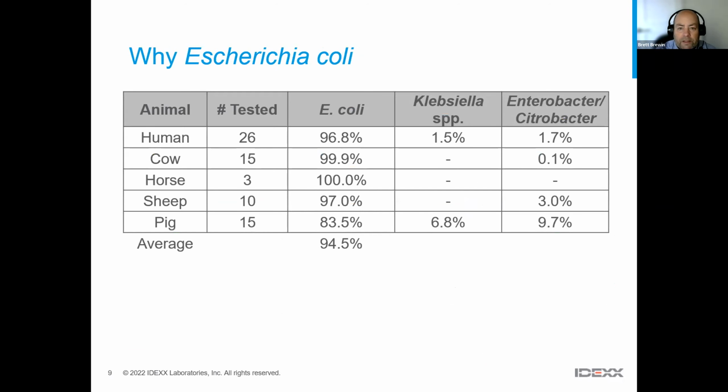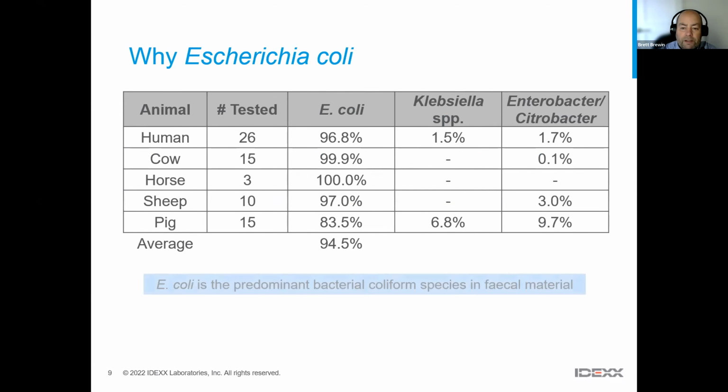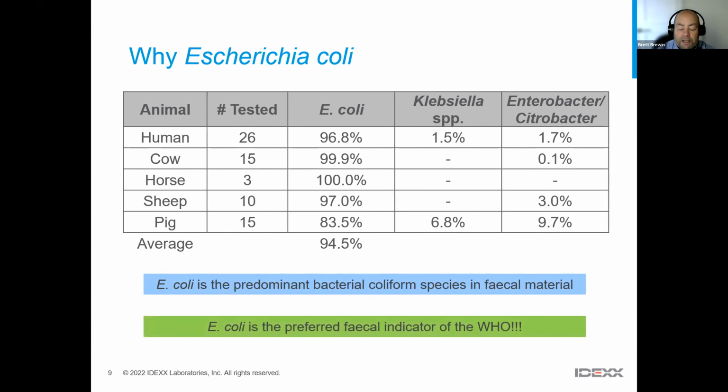Why we use E. coli: if you look at the bacterial content of fecal material from various mammalian sources, you can see that E. coli is present predominantly in all of those sources. Other coliforms and other bacteria are present at much, much lower levels. So it makes sense that we use E. coli as our predominant bacterial coliform species, and it's the preferred fecal indicator without dispute.